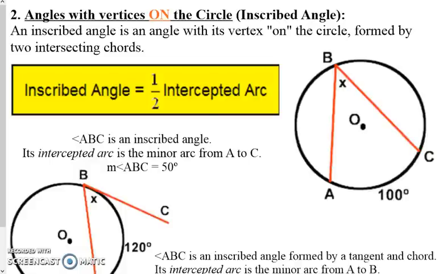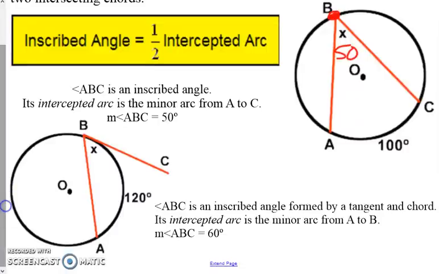Okay, the second situation is an inscribed angle. I want you to make sure that you pay attention to the fact that for an inscribed angle, the vertex is on the circle. It's not on the outside of the circle. In that case, the measure of the angle is 1/2 of the intercepted arc. And we've talked about this before as well.